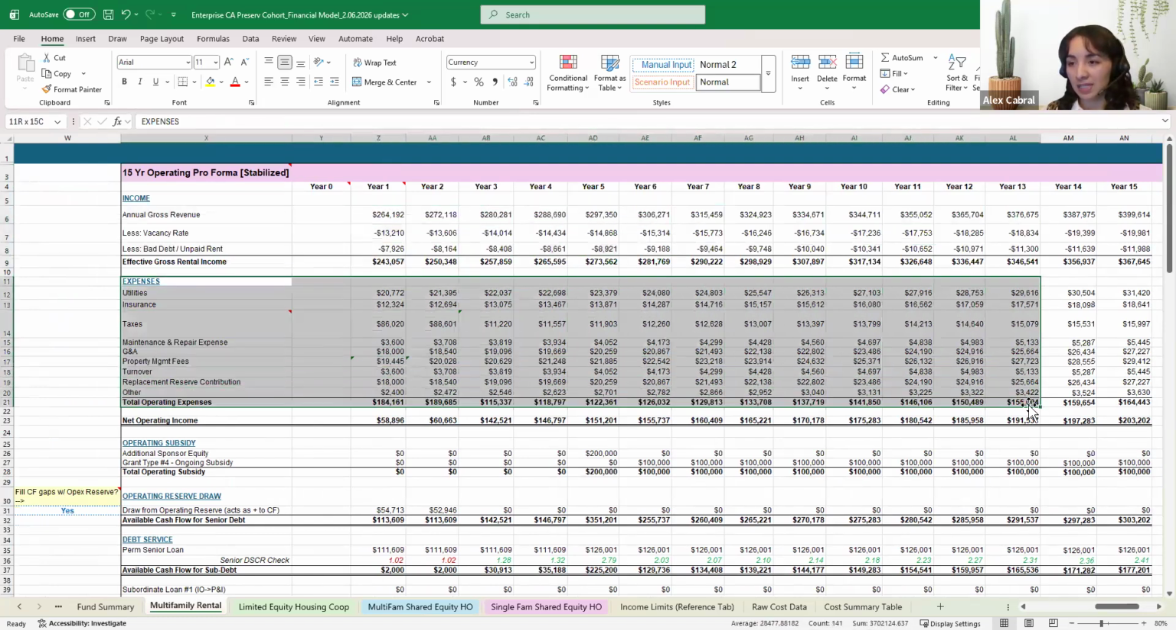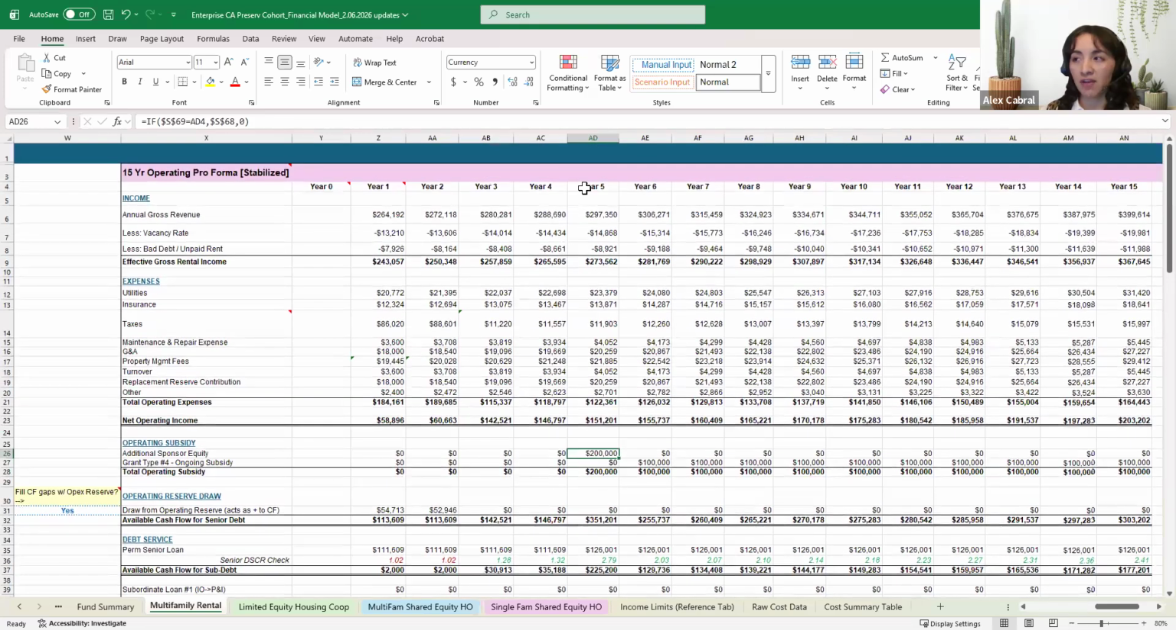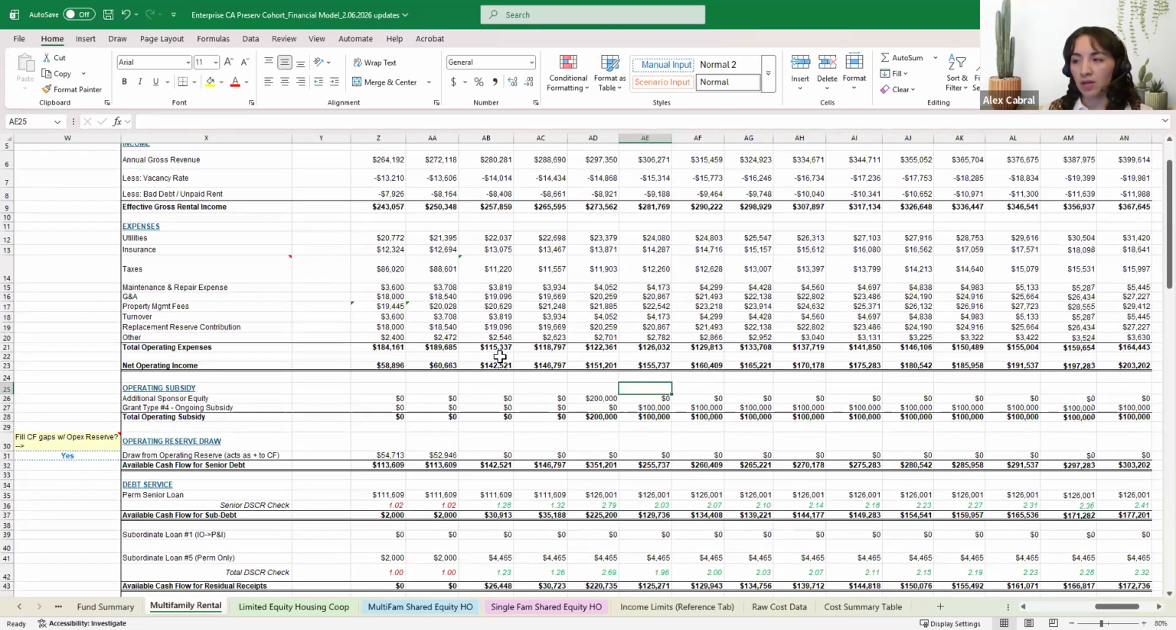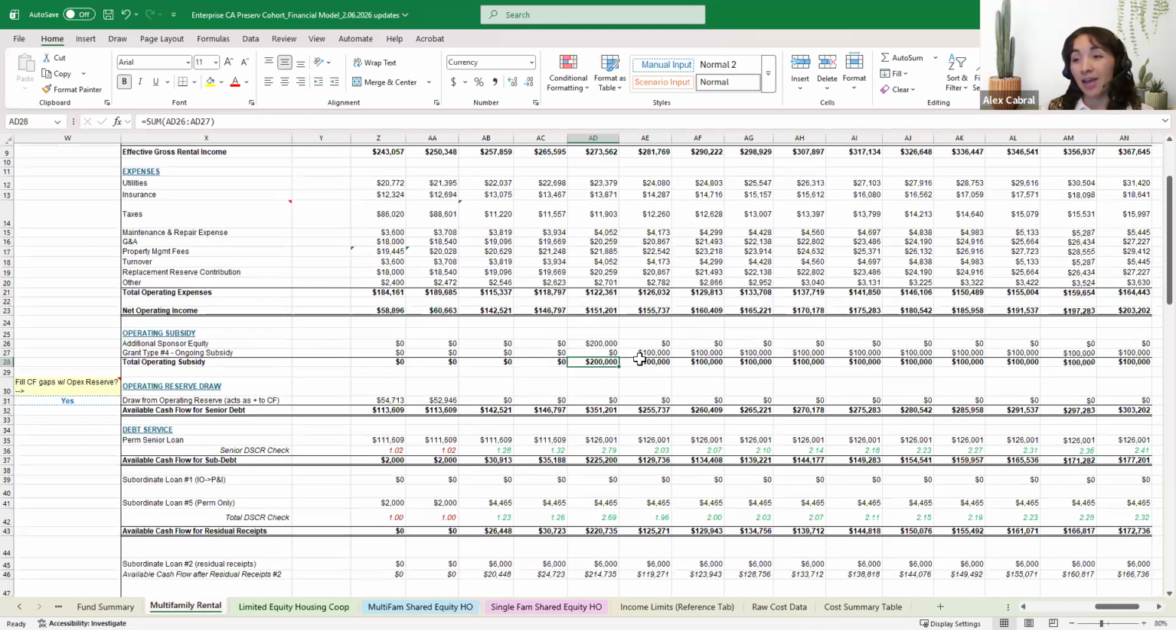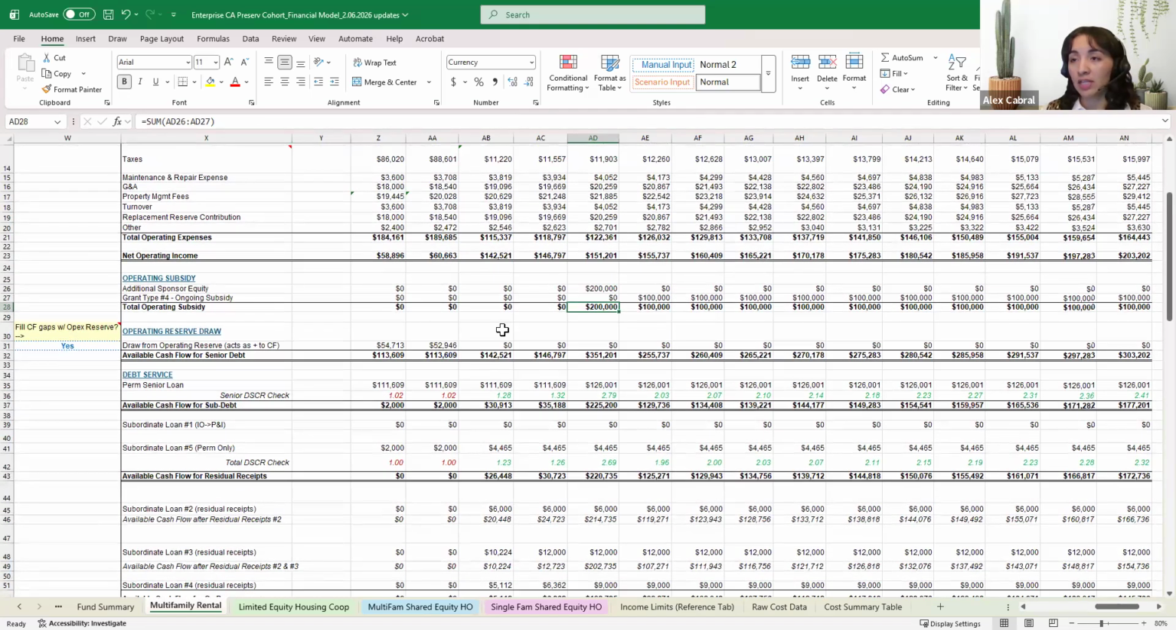You have expenses here. Here's where your operating subsidy comes in. So if you remember, we put in 200,000 in year five. Boom. And then we started providing $100,000 subsidy infusion starting in year six and thereafter. So you have your net operating income and these are added thereafter. And they can help you service the debt, or cover any additional expenses.